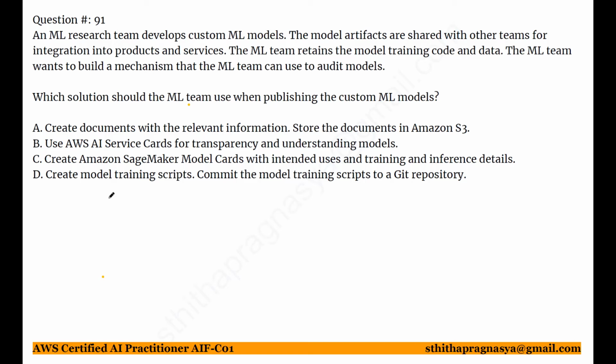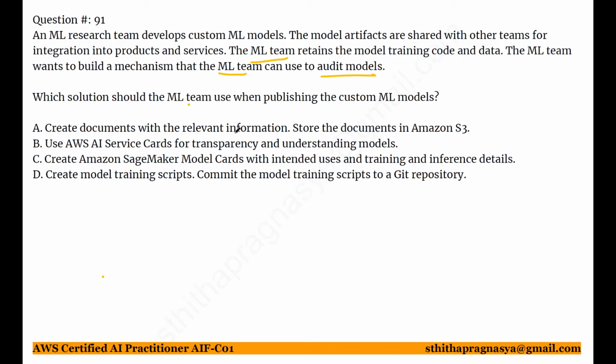The question asks for a solution that allows an ML team to audit custom ML models when sharing them with other teams. The team retains the training code and data and wants a mechanism to document the model's life cycle for transparency and auditing. And how do you do that?